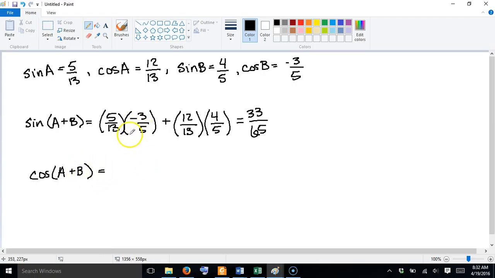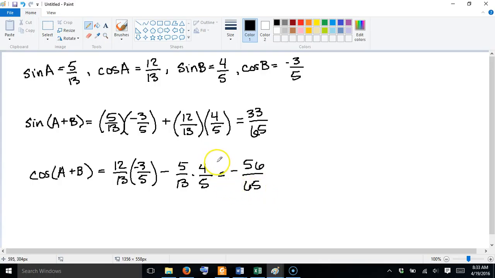Now let's find cosine of A plus B. Now this one is, what comes first is cosine A times cosine B, so 12/13 times negative 3/5, minus then sine A times sine B. So sine A, 5/13, and sine B, 4/5. Multiply, subtract them, and we get negative 56/65.